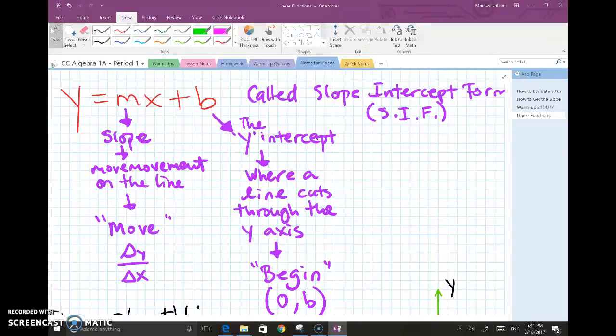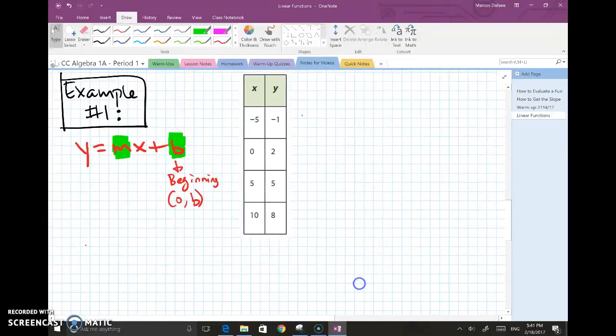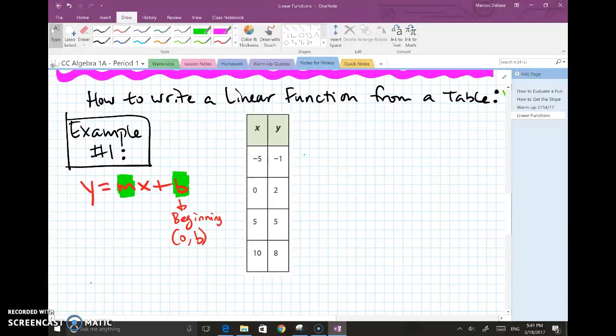Whereas the b represents the y-intercept, which is just another way of saying where a line cuts through the y-axis on your graph. And the b number, because it's a point where that intersection takes place, will always be represented by the ordered pair 0, comma, whatever the number for b is. And so after that quick recap, we can come back down here and take a look at this first example.